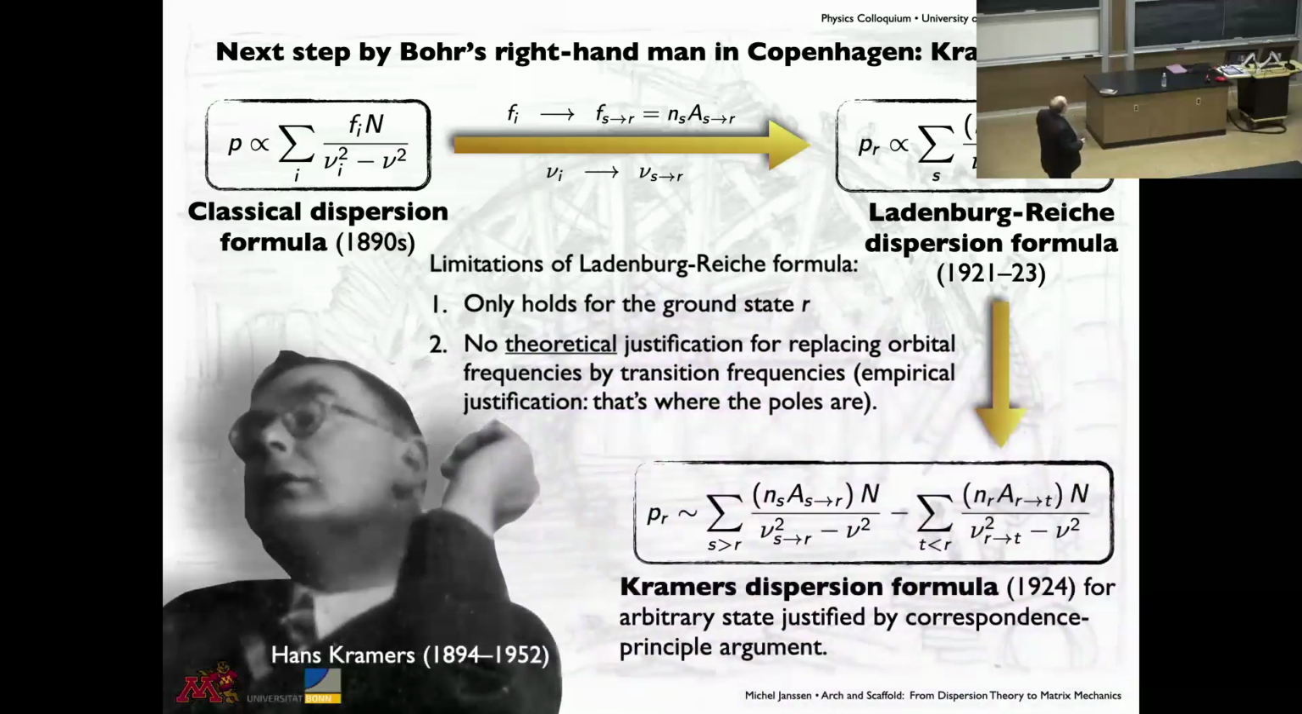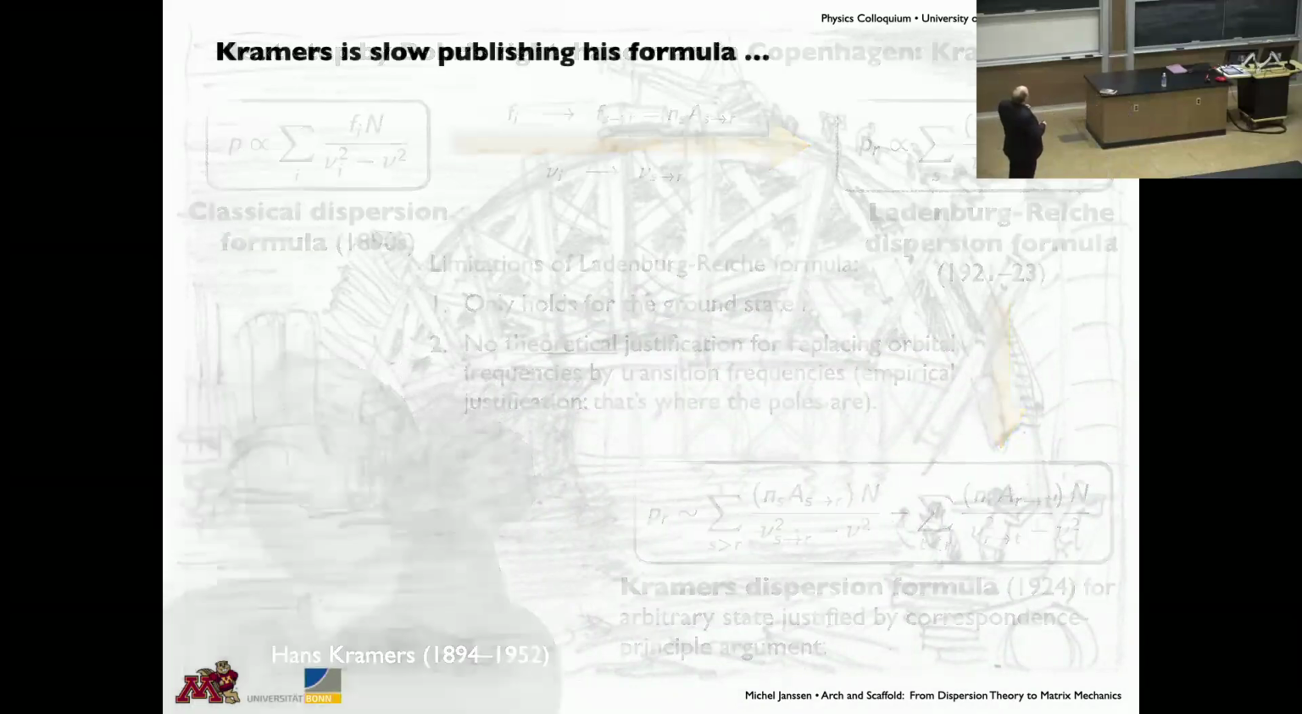So this is where Kramers comes in. Kramers comes up with an argument based on the correspondence principle that I'll explain to you, that the formula should be like this, and so it gets rid of both these limitations. So there's a correspondence principle argument for replacing orbital frequencies by transition frequencies, and this is no longer restricted to just the ground state, it could be any state. Right? So this is what the formula looks like.